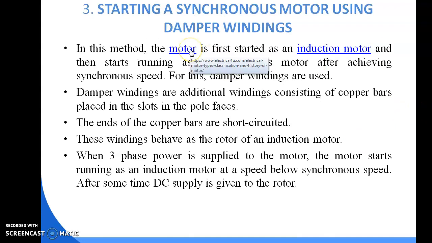Now, the third method of starting a synchronous motor: using damper windings. In this method, the motor is first started as an induction motor and then starts running as a synchronous motor after achieving synchronous speed. For this, damper windings are used. Damper windings are additional windings consisting of copper bars placed in the slots in the pole faces. The ends of the copper bars are short-circuited. These windings behave as the rotor of an induction motor.